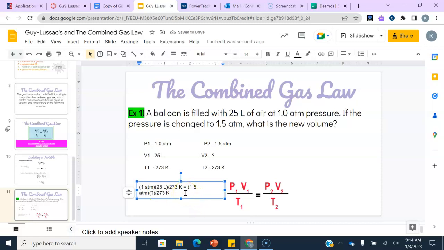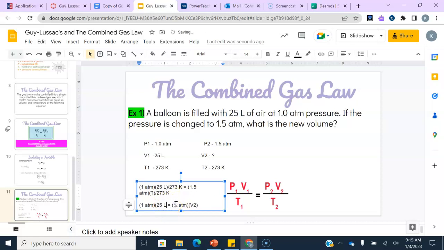Okay, since our 273 Kelvin is not changing, we can go ahead and eliminate that because it's divided by 273 Kelvin on each side. So if we multiply, that just leaves us with our top. That's 1 atmosphere times 25 liters is equal to 1.5 atmospheres times our V2, which is what we're trying to solve for.